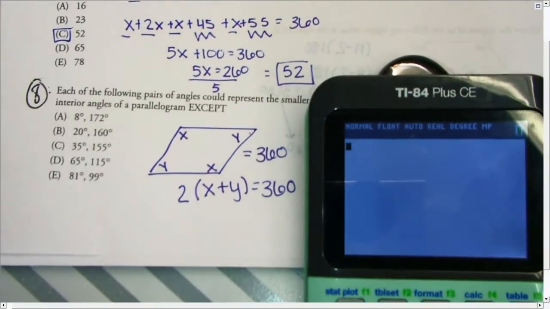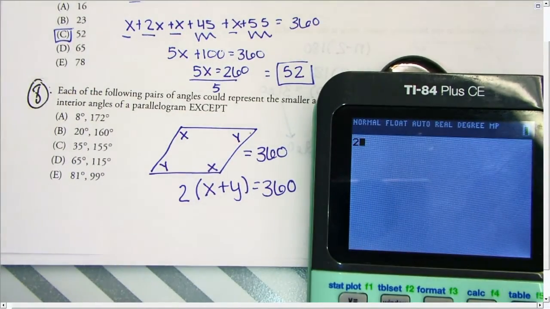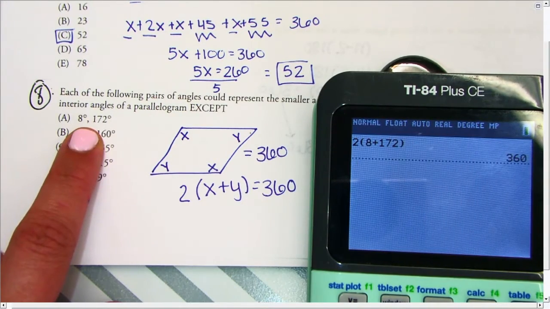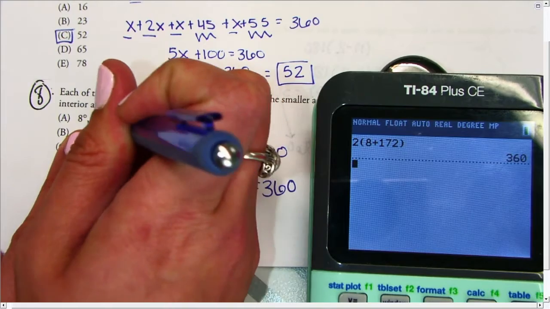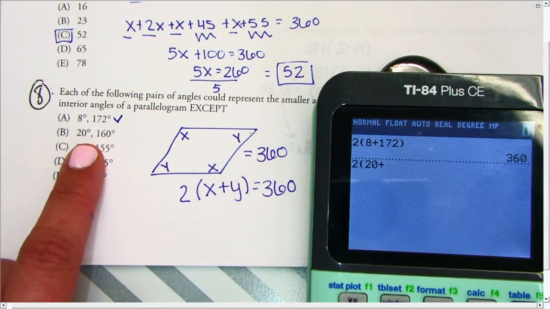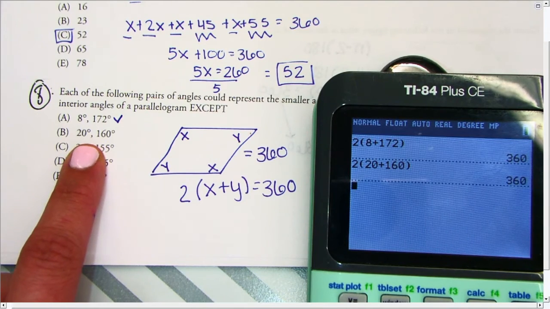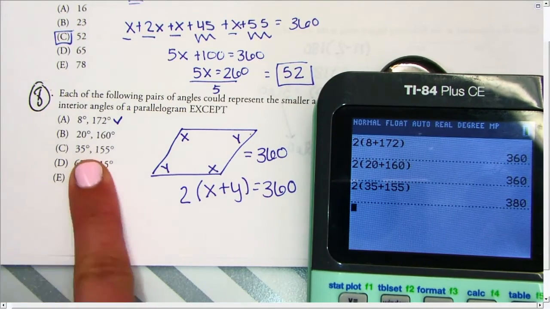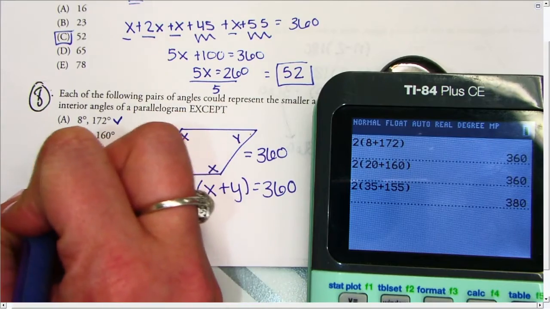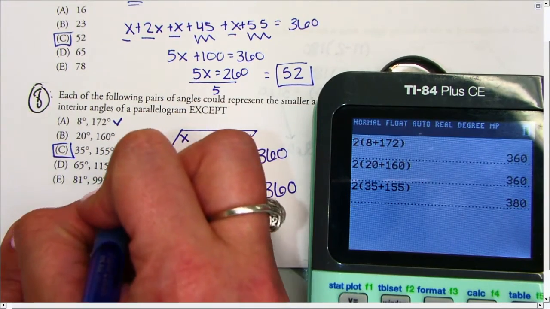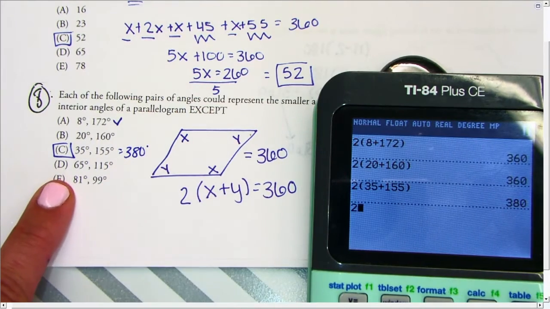All right, so what you're going to do is 2 times, and then these are just x and y, x plus y. So that one does give me 360. I'm looking for which one doesn't give me 360. So B is 20 plus 160. That one does give me 360. Next, 35 plus 155. That gives me 380. So this one is the one that does not work because that one is going to equal 380 degrees. If you don't trust yourself, you can always finish it.